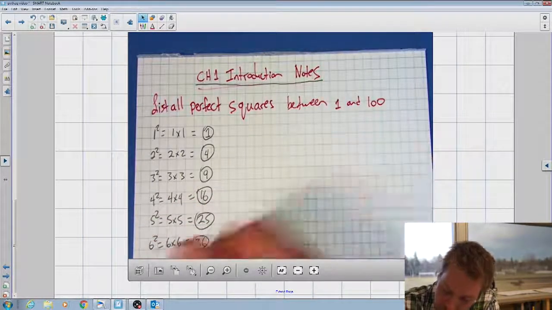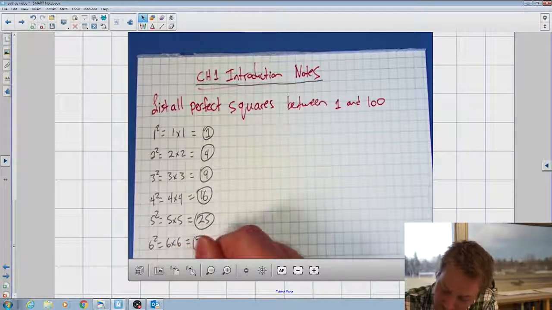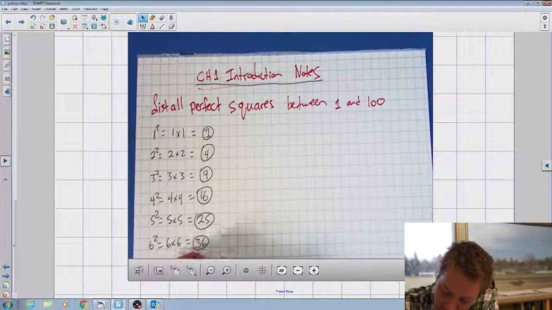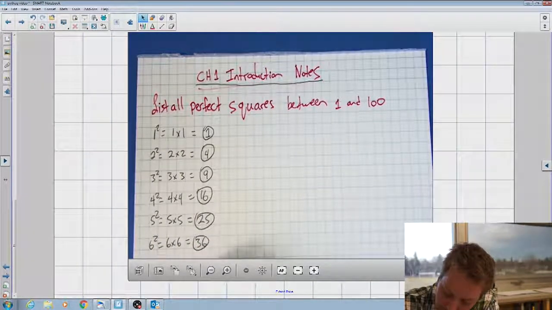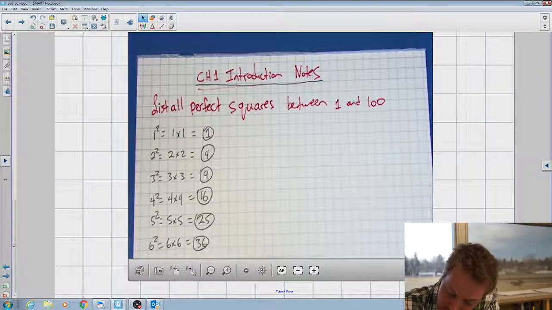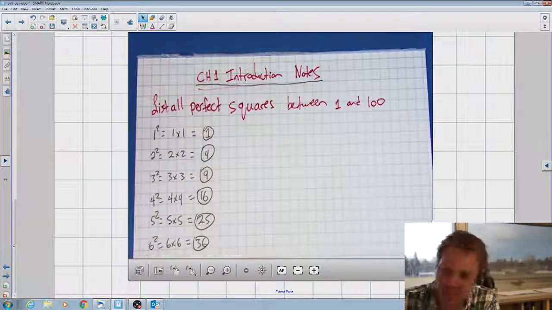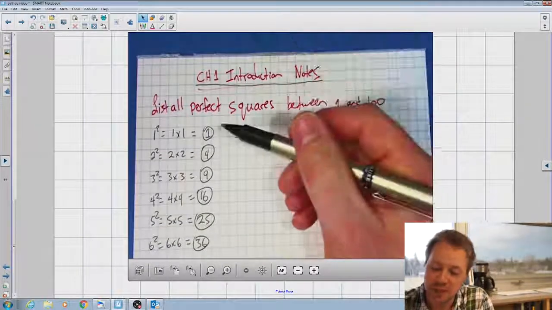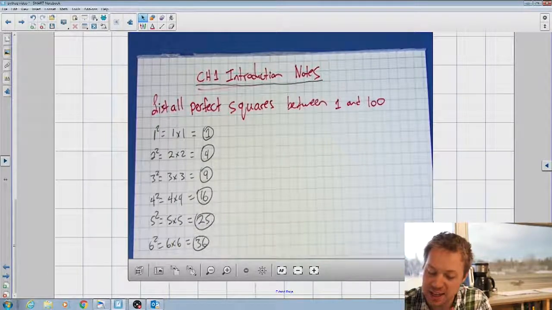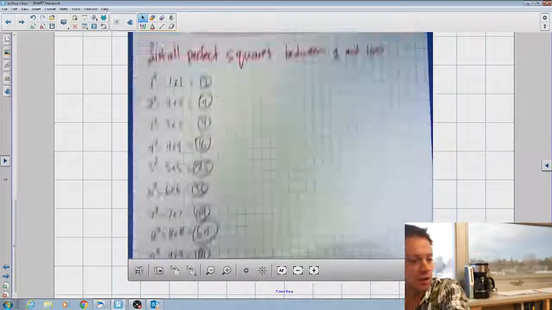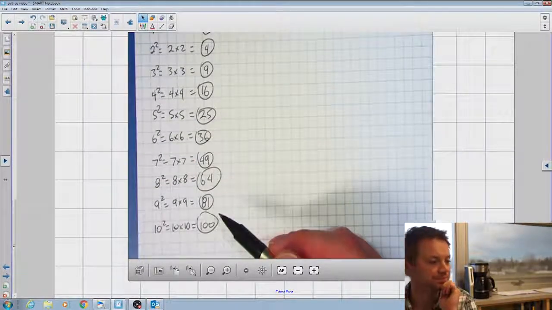We've got 7 squared is 7 times 7. So that perfect square is 49. 8 squared is 8 times 8. That equals 64. 9 squared is 9 times 9. That equals 81. And we've got 10 squared, which is 10 times 10 for 100. So you can see all of my perfect squares between 1 and 100 are 1, 4, 9, 16, 25, 36, 49, 64, 81, and 100 if I scroll my page down here.